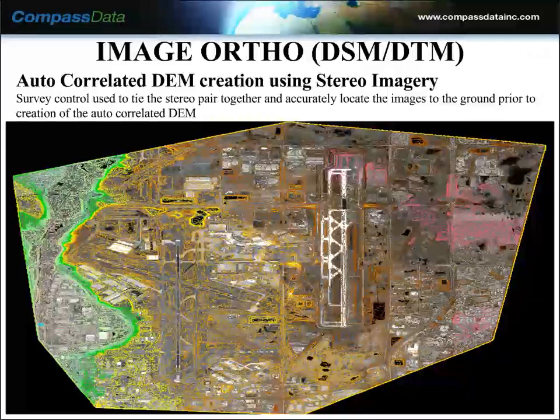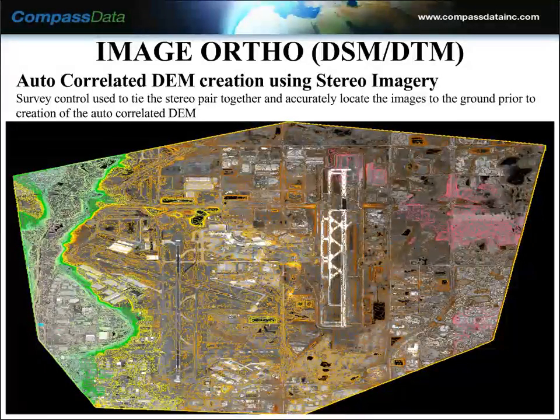So the next step is the image ortho rectification, DSM and DTM generation. Using the high quality imagery through our DigitalGlobe IPP partnership, we are able to get stereo imagery, and we take the stereo imagery, we use the ground control points, we generate a DSM, a digital surface model, and then we take that digital surface model and we clean up all the obstructions, the buildings, the trees, and create a DTM, a digital terrain model, or bare earth.